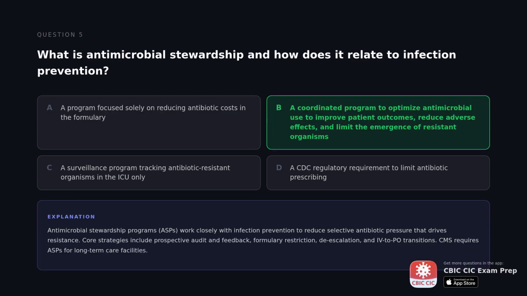The correct answer is a coordinated program to optimize antimicrobial use to improve patient outcomes, reduce adverse effects, and limit the emergence of resistant organisms. Antimicrobial stewardship programs (ASPs) work closely with infection prevention to reduce selective antibiotic pressure that drives resistance. Core strategies include prospective audit and feedback, formulary restriction, de-escalation, and IV to PO transitions. CMS requires ASPs for long-term care facilities.